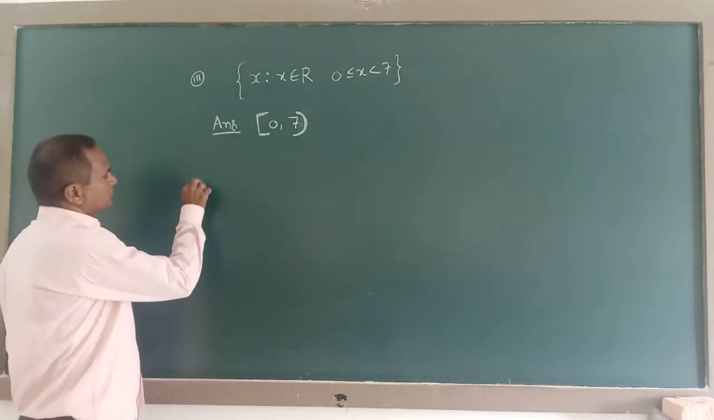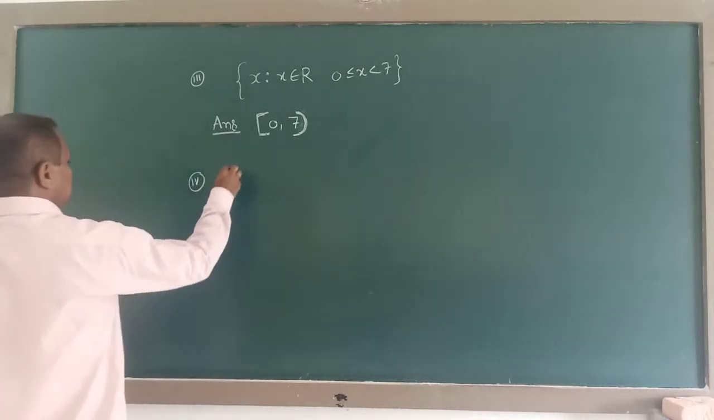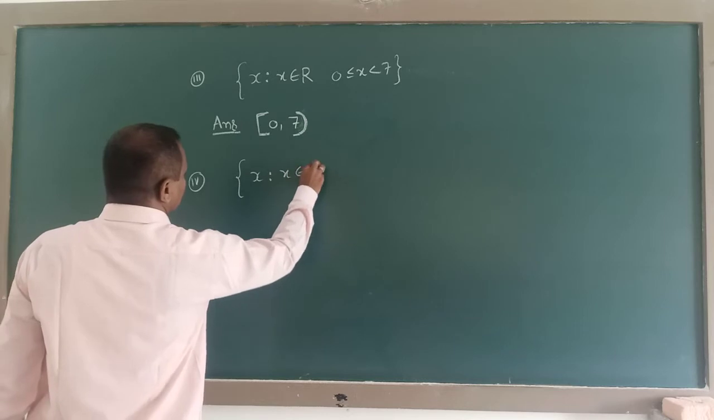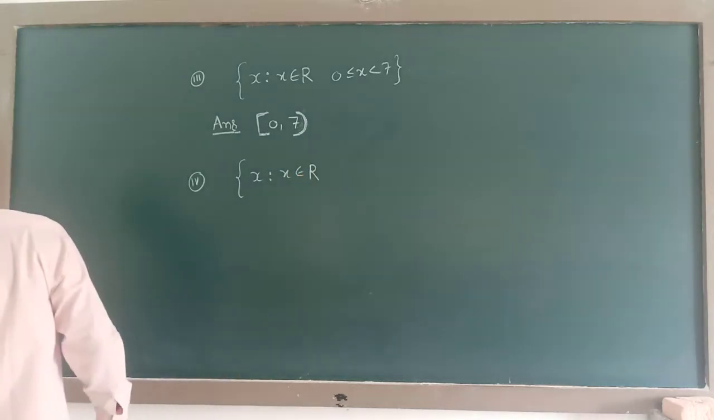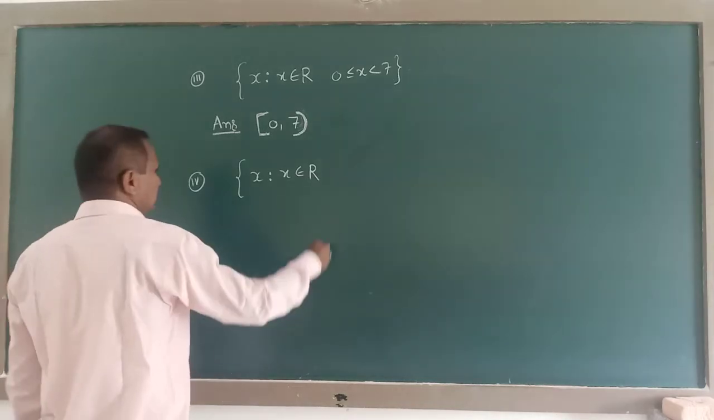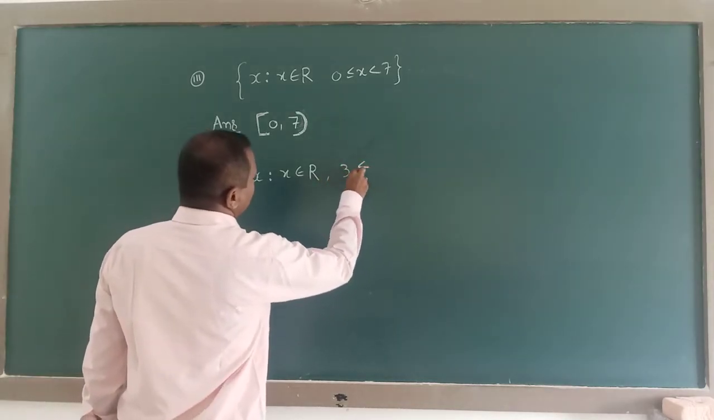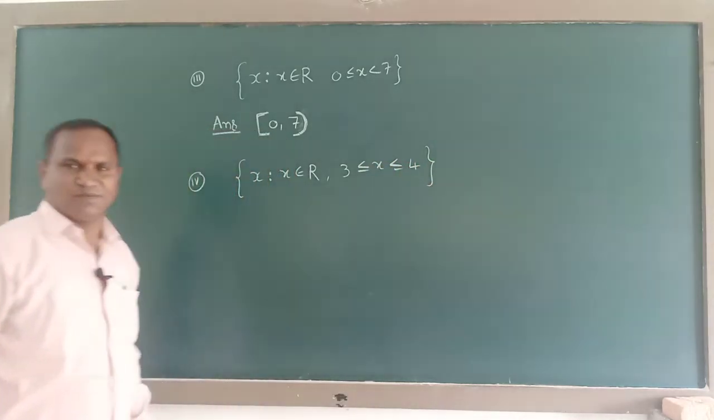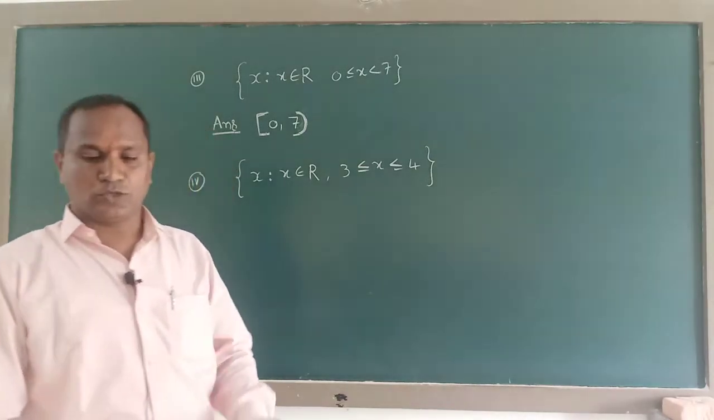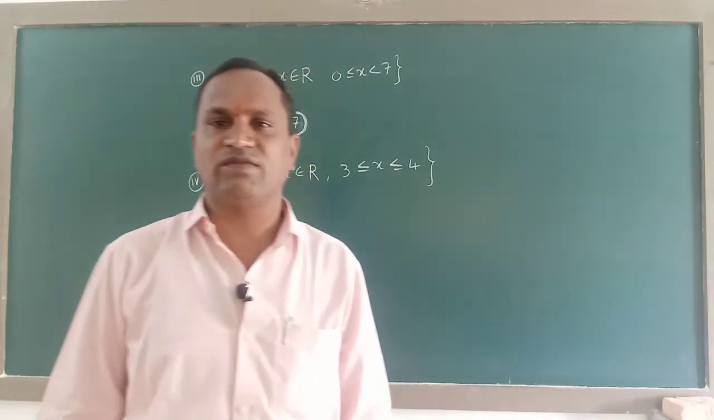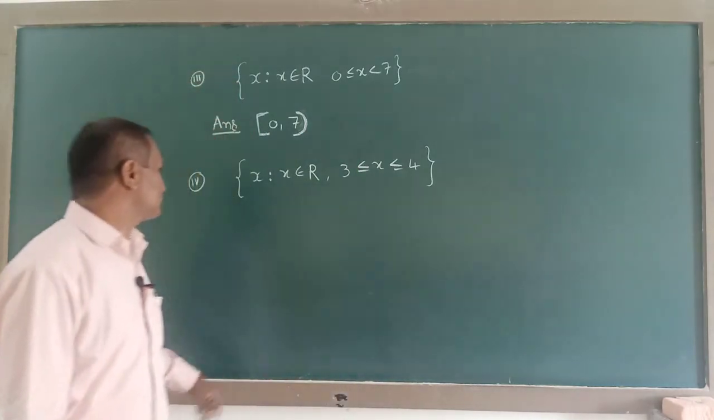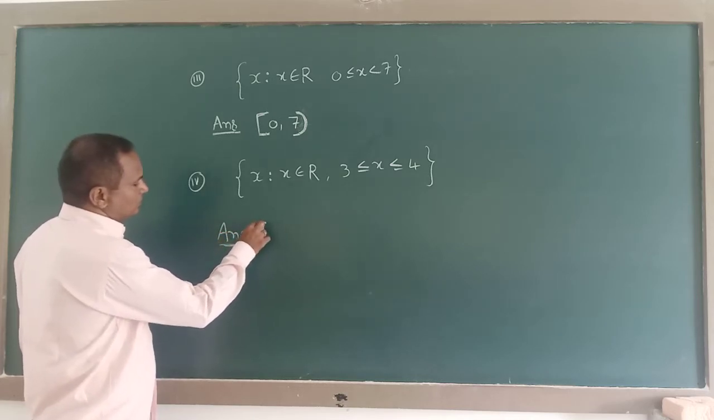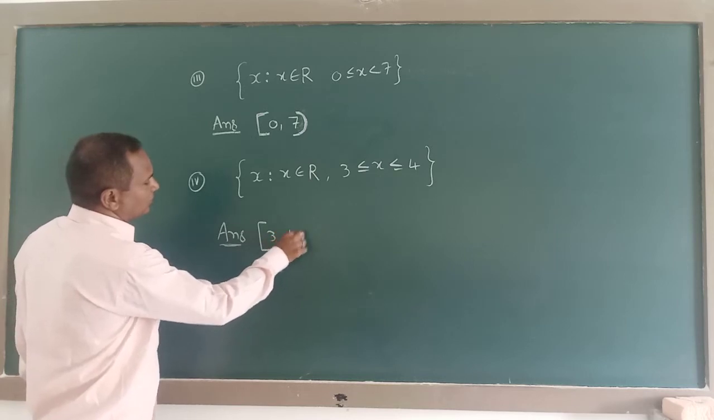Next, fourth question. x is such that x belongs to capital R, 3 is less than or equal to x is less than or equal to 4. On both sides they gave the less than or equal to symbol. On both endpoint sides we must take the closed interval symbol. Like this. That's why the answer for this question is [3, 4], closed interval 3, comma, closed interval 4.